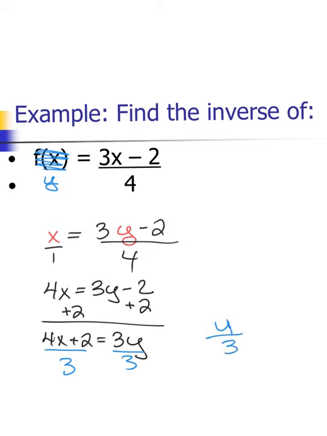4/3 x plus 2/3 equals y, and that's a very bad 4. Sorry about that. Or if you wanted to leave it as one giant fraction, you could write 4x plus 2 over 3 equals y. Okay, both answers, this one and this one, mean the exact same thing.